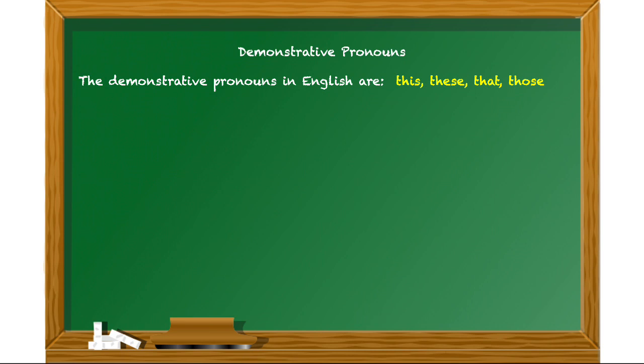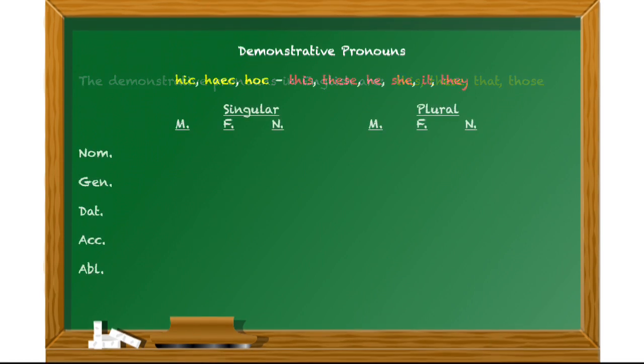You may want to take a little note on this, even if you already know it. This and these refer to things that are closer to the speaker. That and those refer to things that are farther away. They still point things out, but it's about which is closer and which is farther from the speaker. So let's take a look at the first of the demonstrative pronouns in Latin.